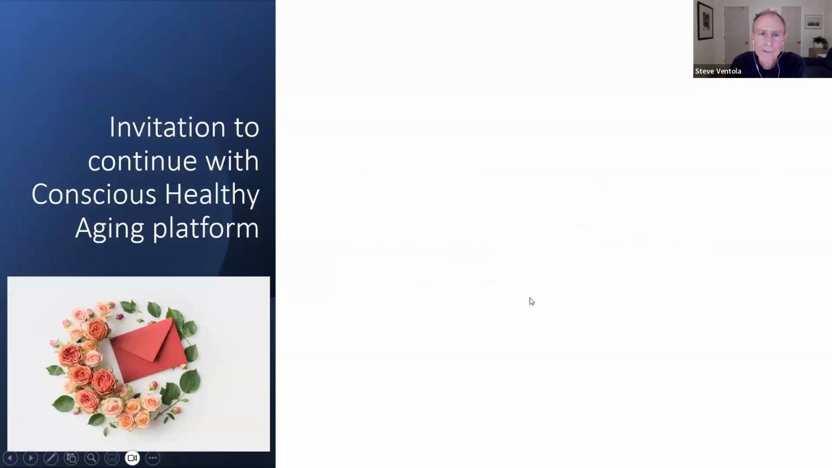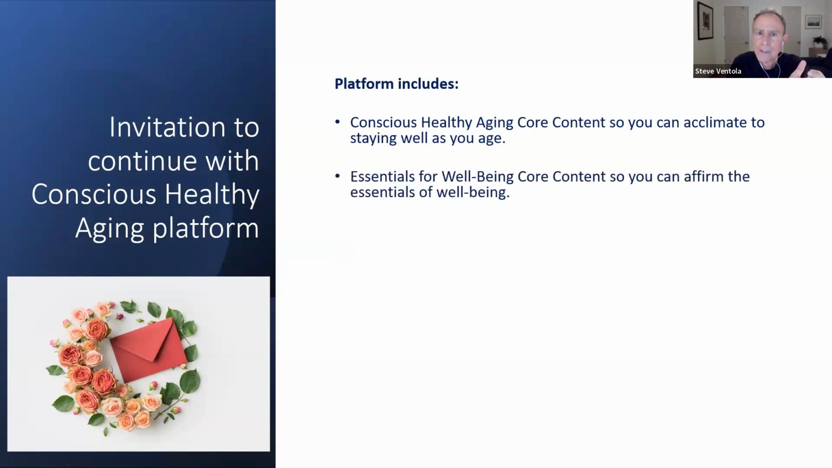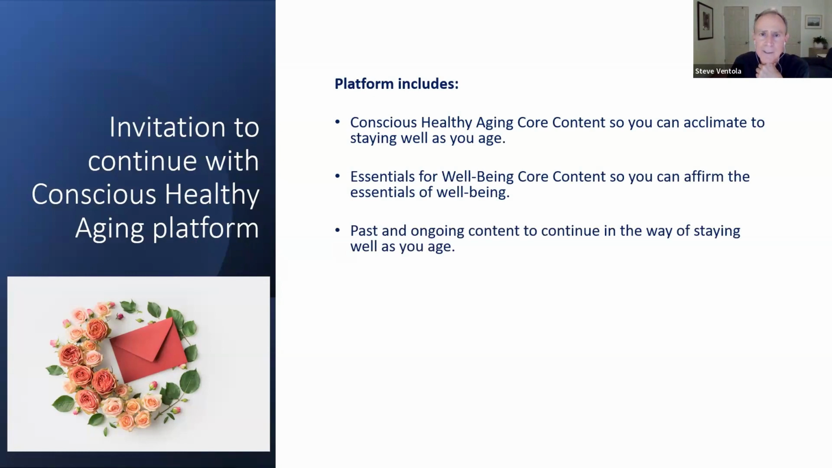And then, to go along with the CHA program, an invitation to continue with the Conscious Healthy Aging program platform for yourself, if you're not a member yet, or those you might know that might be interested. The platform includes Conscious Healthy Aging core content, so you can acclimate to staying well as you age. Essentials for Well-Being core content, so you can affirm the essentials of well-being. And this is what we've done for the past year or so. All that content is stored on the core site that you can access. Past and ongoing content to continue in the way of staying well as you age.